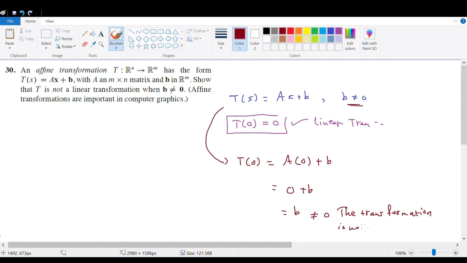It is not linear since T0 is not equal to 0. So from here we show that the transformation is not linear. If b is equal to 0, the transformation will be different. But here b is not equal to 0, so that's why we conclude that this is not a linear transformation.